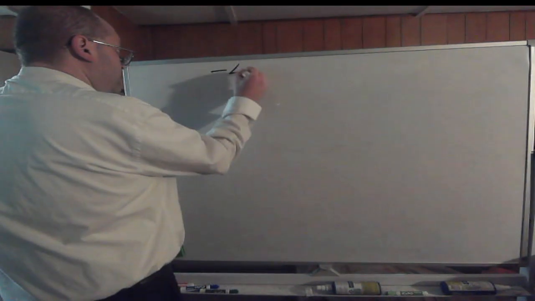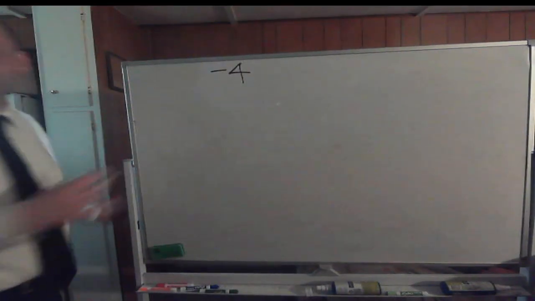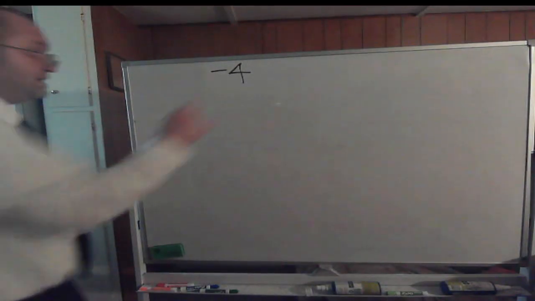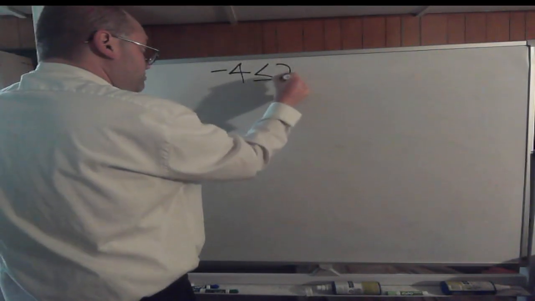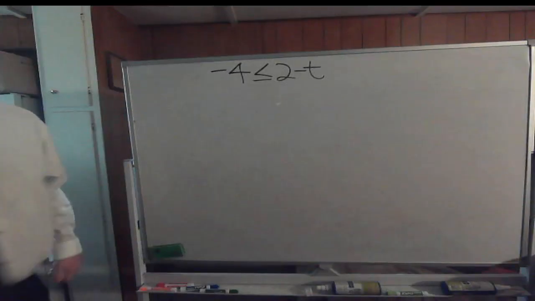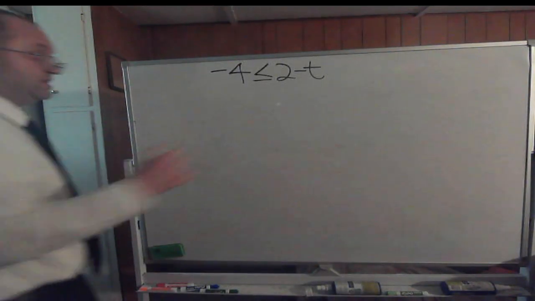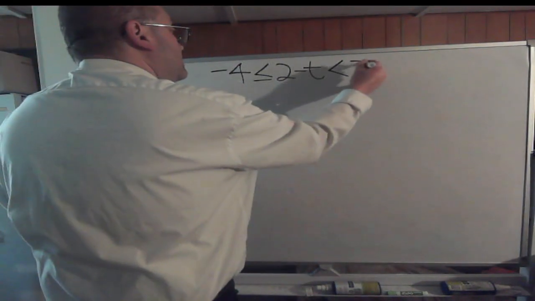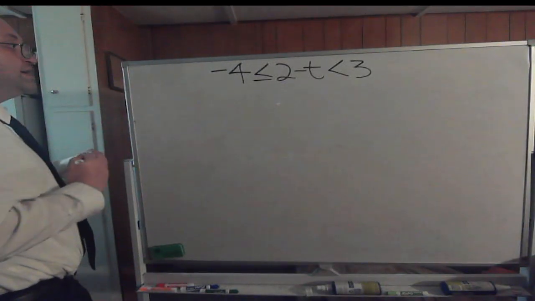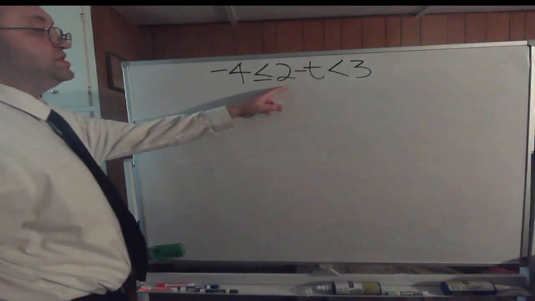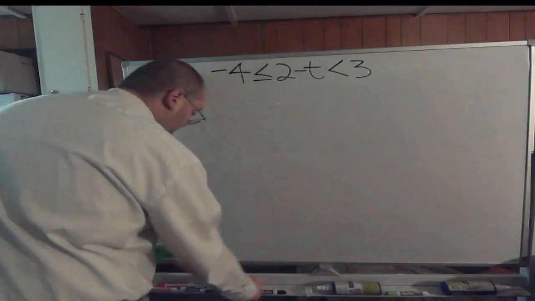I feel like we will do one more here. Negative 4 is less than or equal to 2 minus t, which is less than 3. Alright, so we're given negative 4 is less than or equal to 2 minus t, which is less than 3.